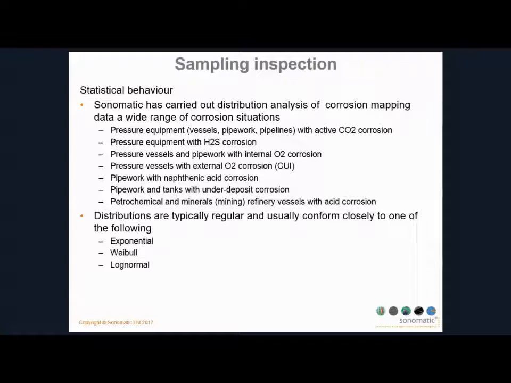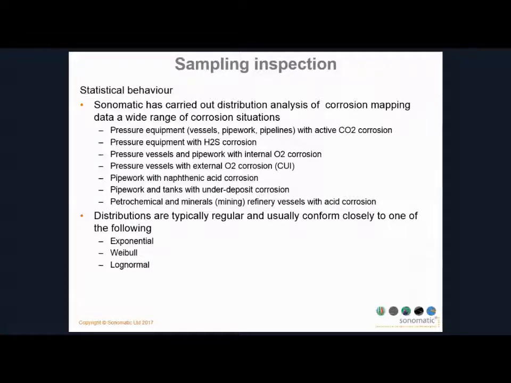So a key issue is, does the corrosion behavior or does the inspection data actually conform to a statistical distribution, and typically a statistical distribution that would normally be associated with natural phenomena. So the answer to this question is really provided by a lot of actual inspection work that we've carried out within Sonomatic on a wide range of different corrosion situations.